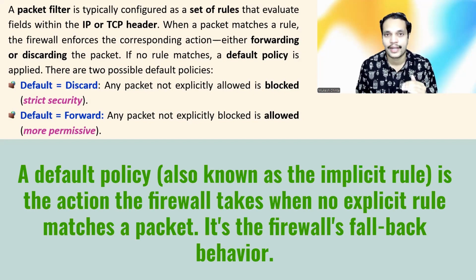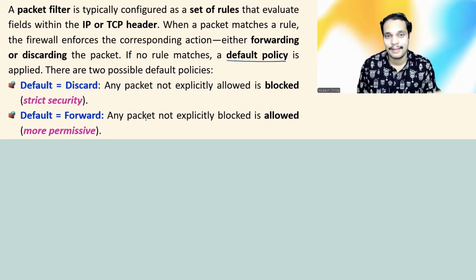If the packet does not match any rules, then we follow something called a default policy. A default policy is applied only when the packet does not match any of the rules that are set for the packet filtering firewall. There are two possible default policies. The first one is called the discard policy. That means default is discard. Any packet that does not match any of the rules is simply blocked. It is a strict security policy. The other one is a default forward policy. That means any packet that does not match the rules is allowed into the network. This is more permissive. These are the two default policies that are set, either you discard it or forward it. Let us try to understand the impact of each of these policies in a little more detail.